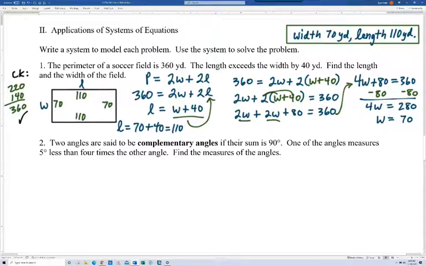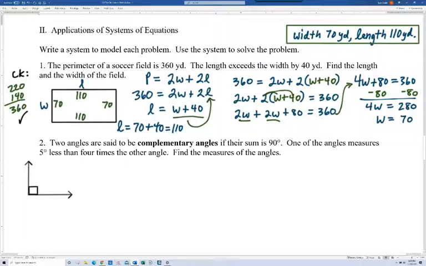All right, let's move on to number 2. It says 2 angles are said to be complementary if their sum is 90 degrees. One of the angles measures 5 degrees less than 4 times the other angle. Find the measures of the angles.